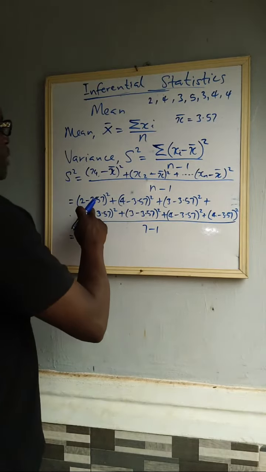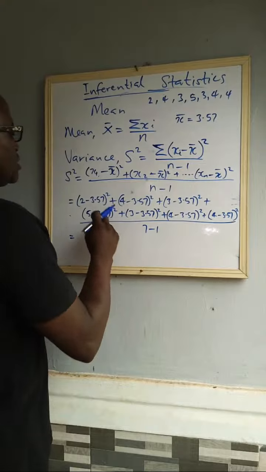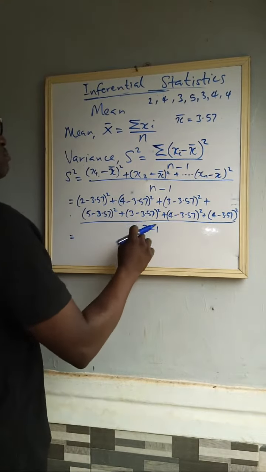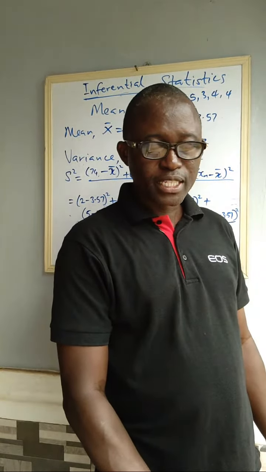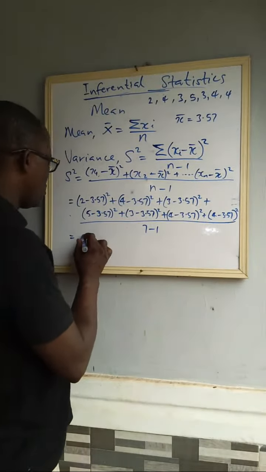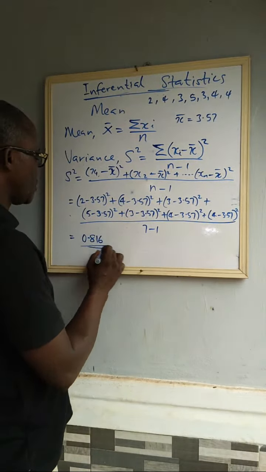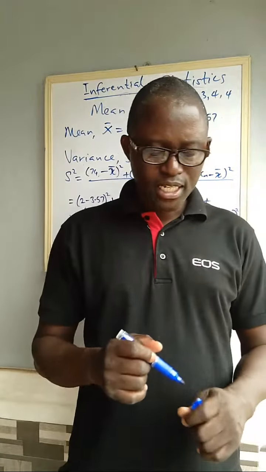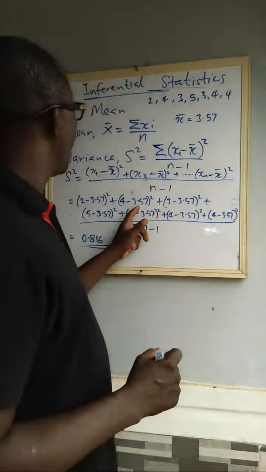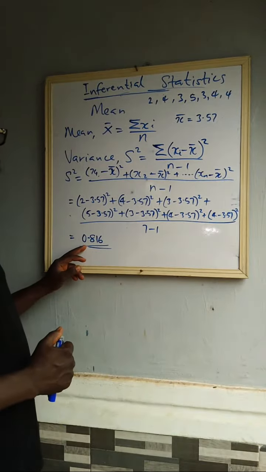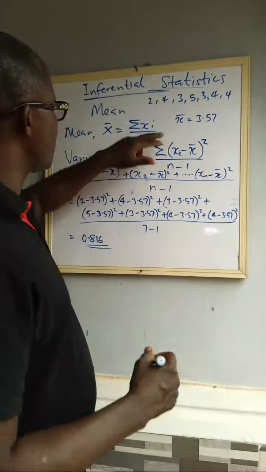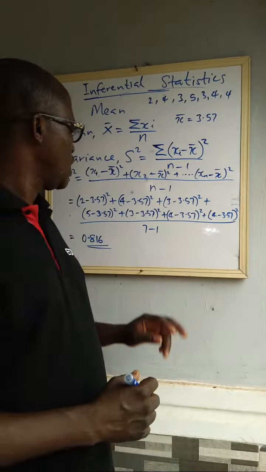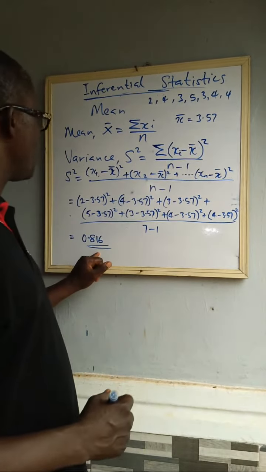So to do this expansion, squaring the difference inside each bracket and dividing by 7 minus 1, you come out with a variance of this value. The variance is 0.816. I'd like you to confirm that on your own. Subject this calculation to analysis on your calculator and confirm that this answer is correct. So that is the variance for this set of data. The mean is 3.57 and the variance is 0.816.